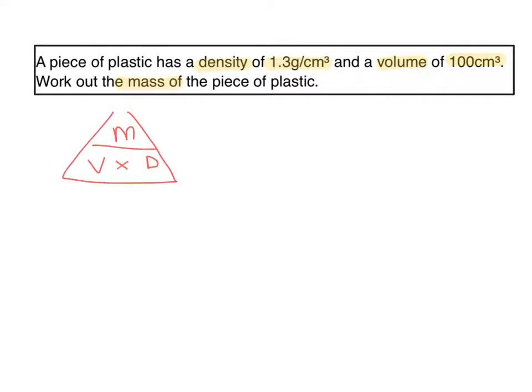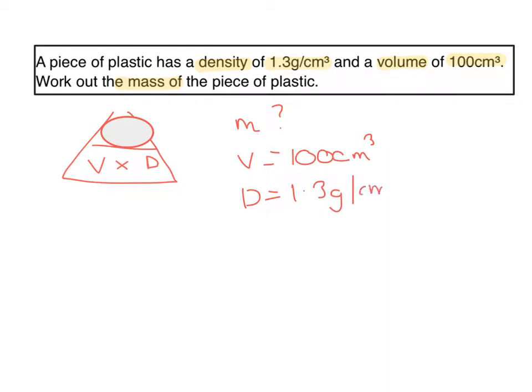And figure out what we want. I want the mass, so I'm going to cover up the mass. So we've got the mass is what we want. The volume is 100 centimetres cubed. The density is 1.3 grams per centimetre cubed.